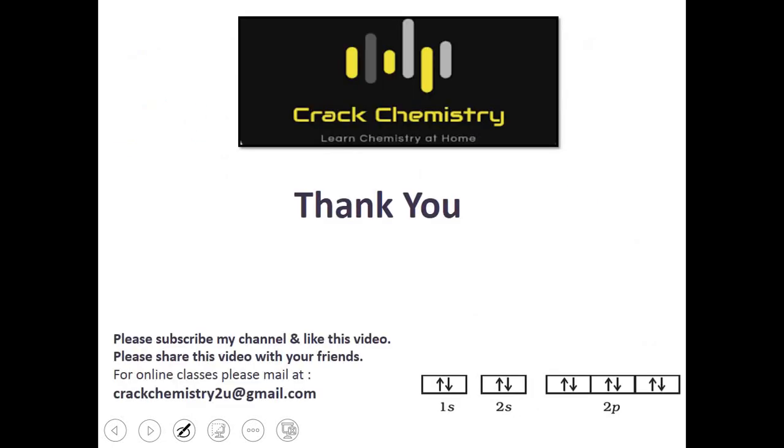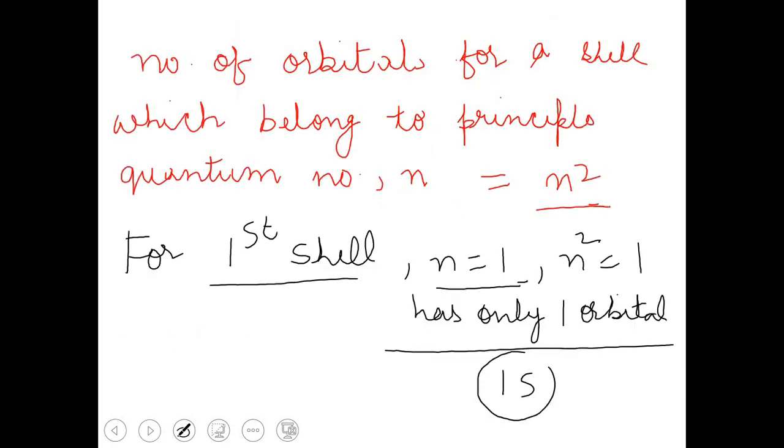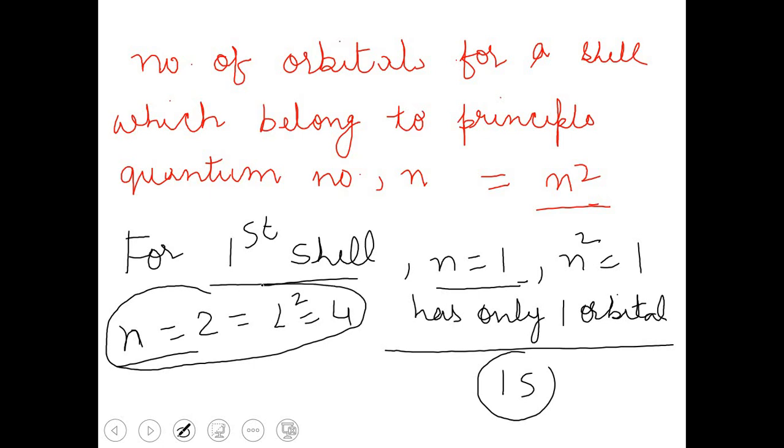Now, I just want to discuss the second shell. For the second shell, n is equal to 2. So how many orbitals will be there for the second shell? The number of orbitals for the second shell will be equal to 2 squared. That will be equal to 4. So children, the second shell consists of 4 orbitals. And finally, we are coming to a formula.